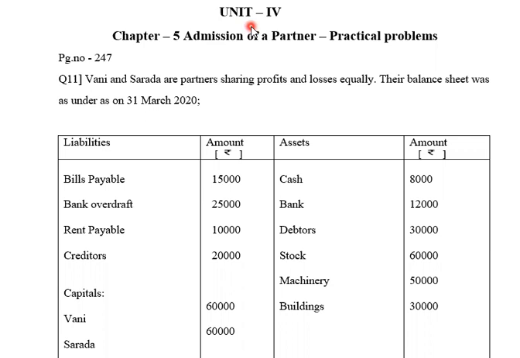In this video, we'll be discussing Unit 4, Chapter 5, Admission of a Partner, Practical Problems. Page number 247, question number 11. Vani and Sarada are partners sharing profits and losses equally. Their balance sheet was as on 31st March 2020.